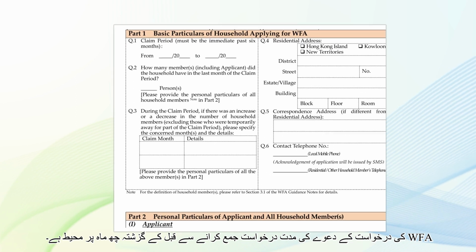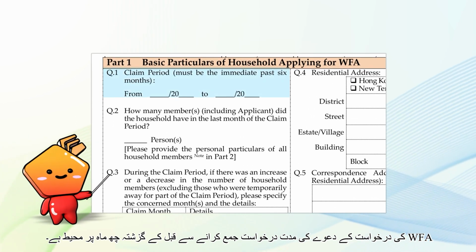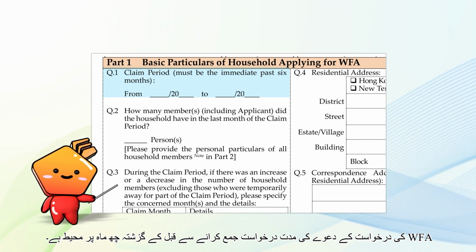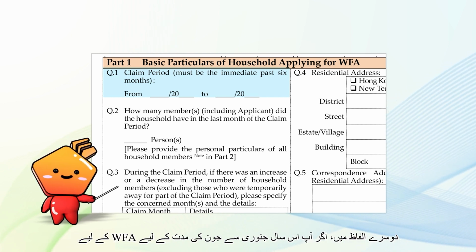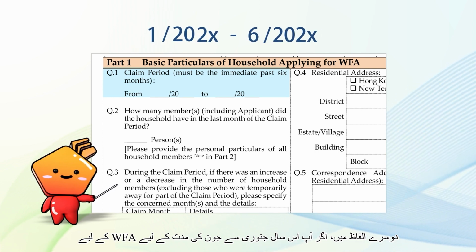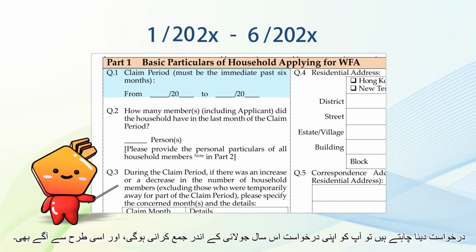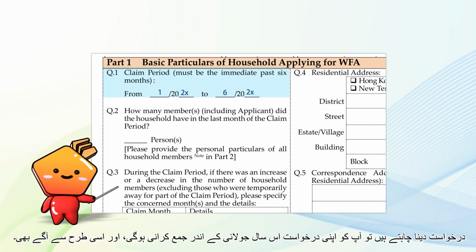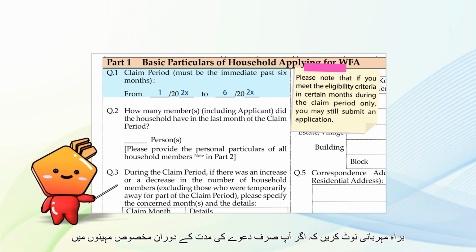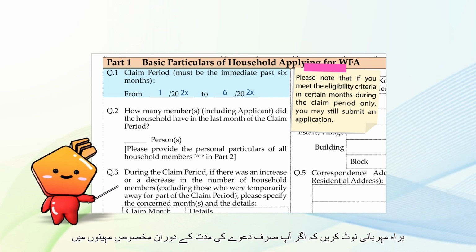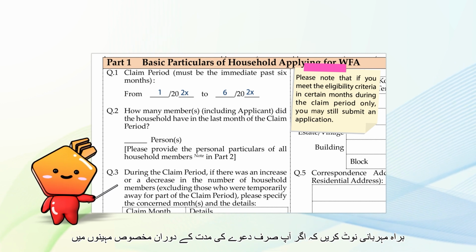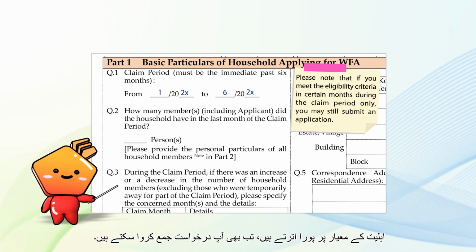The claim period of a WFA application covers the immediate past 6 months before the submission of the application. In other words, if you want to apply for WFA for the period from January to June this year, you must submit your application within July this year, and so on. Please note that if you meet the eligibility criteria in certain months during the claim period only, you may still submit an application.